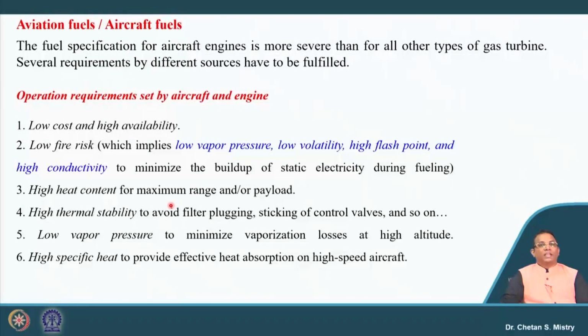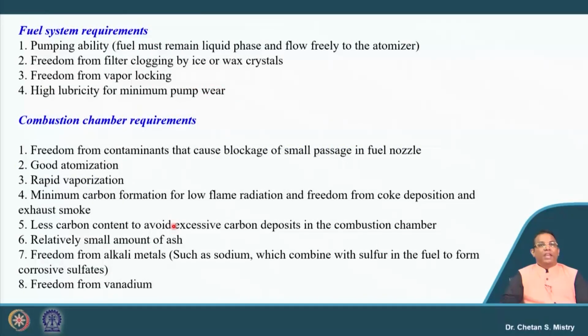Okay. Now, next it says it should have higher energy content, higher thermal stability, and lower vapor pressure. That will reduce the losses at higher altitude. It says it must have higher specific heat to provide effective heat absorption for high speed aircraft. So, there are a lot of requirements for this kind of fuel that we will be using for our aircraft. It says my fuel system requirement is that it should have pumping ability, meaning it will remain in a liquid phase and it will be free from, say, atomizer.